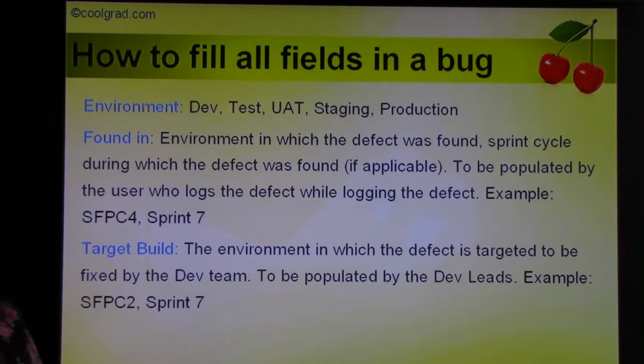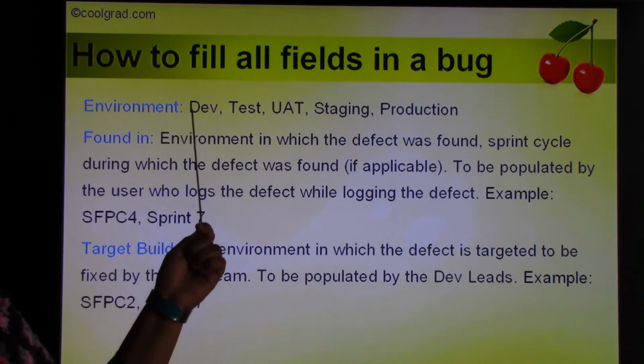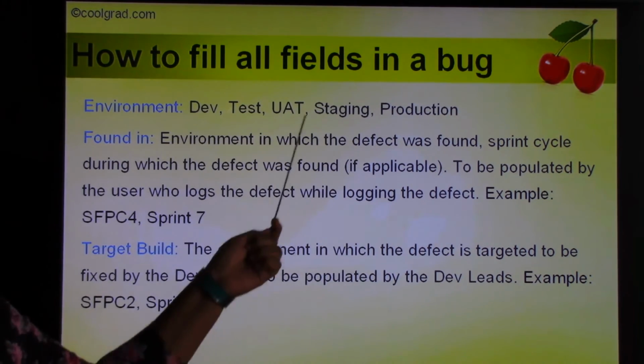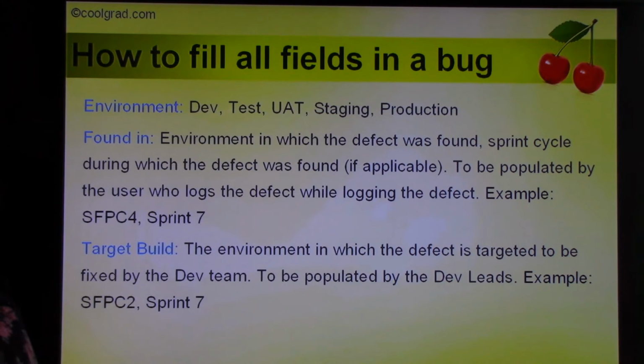So the environment. Whoever is logging bugs must say in which environment they found a bug. Did you find it in the development environment, or the test environment, or the UAT, staging, or on production? They have to pick in the drop down in which environment they found the bug. Usually the QA or testing resources are supposed to find bugs only in the QA environment or above, meaning in the UAT or staging or production. Usually nobody but the developers must play around in the development environment.